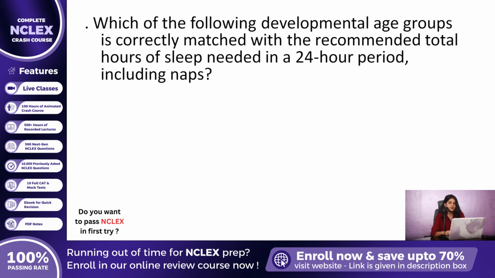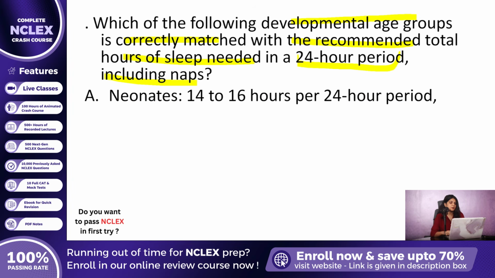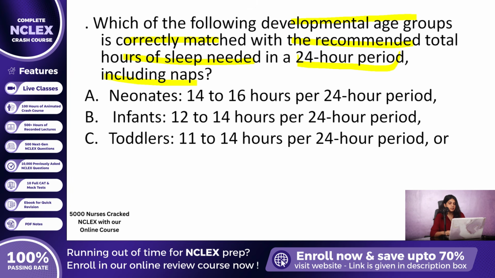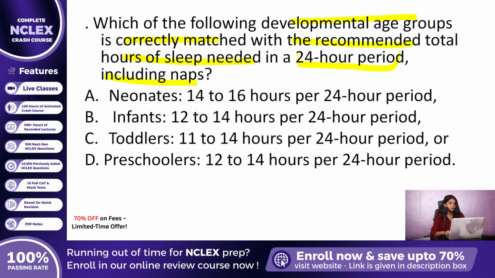Question 11. Let us take a look at a question involving developmental norms and sleep requirements in children. Which of the following developmental age groups is correctly matched with the recommended total hours of sleep needed in a 24-hour period, including naps? The options are A. Neonates, 14 to 16 hours per 24-hour period. B. Infants, 12 to 14 hours per 24-hour period. C. Toddlers, 11 to 14 hours per 24-hour period. Or D. Preschoolers, 12 to 14 hours per 24-hour period. The correct answer is option C.